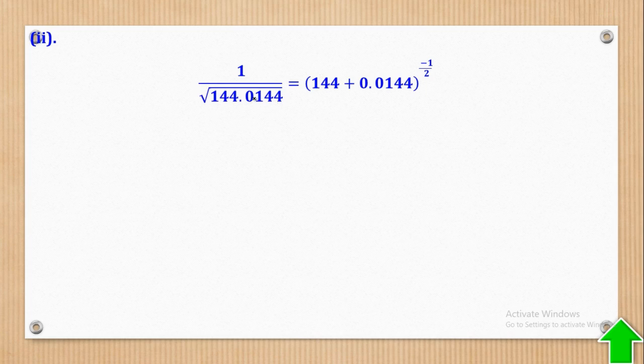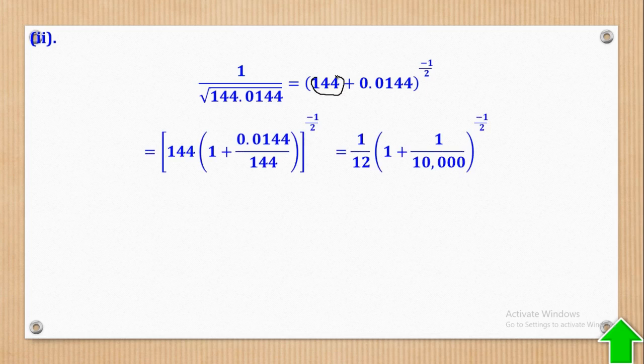So this is 144.0144, which is the same as 144 plus 0.0144. But remember, in our expansion here, one term was a positive one. Therefore, that means that you have to factorize out 144, as you can see it here, to be able to get 1 here. Then this other term will now be 0.0144 over 144, which has been pulled out. That is the knowledge of factorization. Then I think you realize that we are putting a box bracket here, meaning that this power affects this bracket and also this value. And therefore, 144 raised to the power negative a half is equal to 1 over 12. Then this one, 0.0144 over 144, when you reduce it, it will become 1 over 10,000.